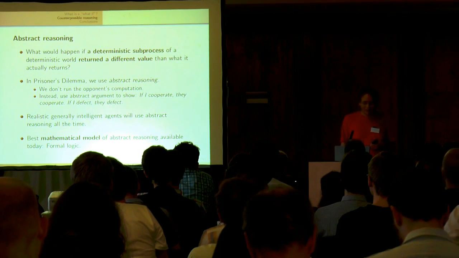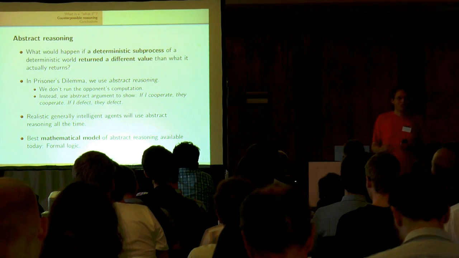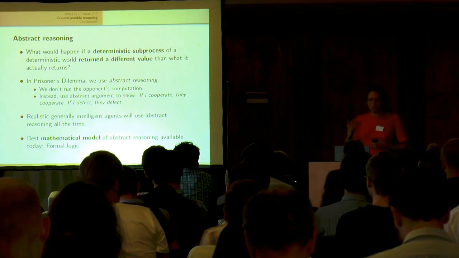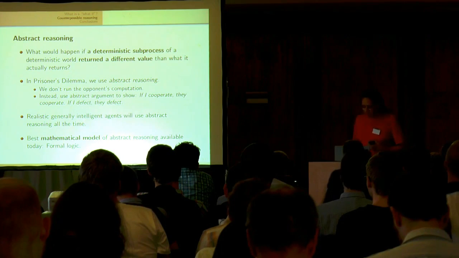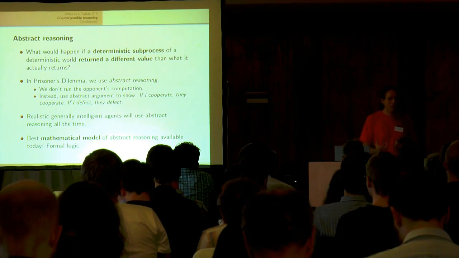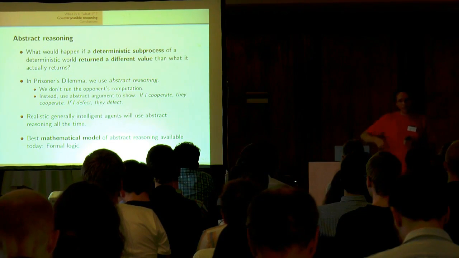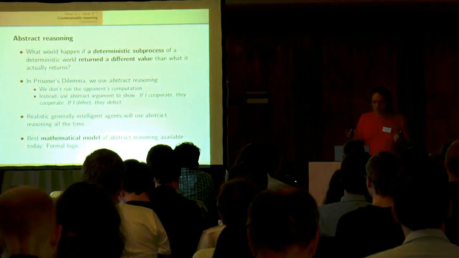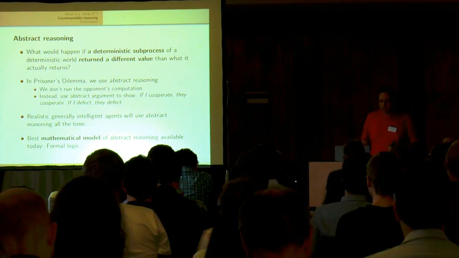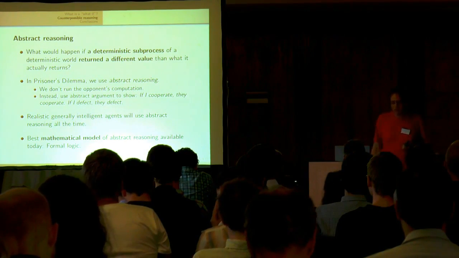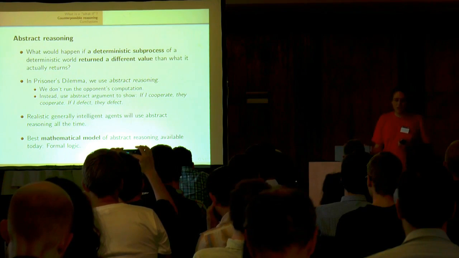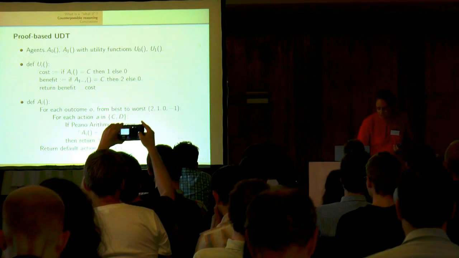I want to argue that formal logic is in fact a good way of approaching this problem as I've set it up, because what intuitively you want to do in a situation like this prisoner's dilemma is to use abstract reasoning. And I think the best mathematical model we have today to start analyzing what abstract reasoning means is formal logic. So even if I don't think an artificial agent is going to use formal logic for most of the situations it faces, I think this is a good way to start today to ask the question of how it should reason abstractly.